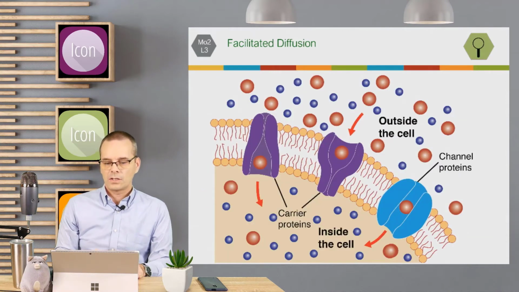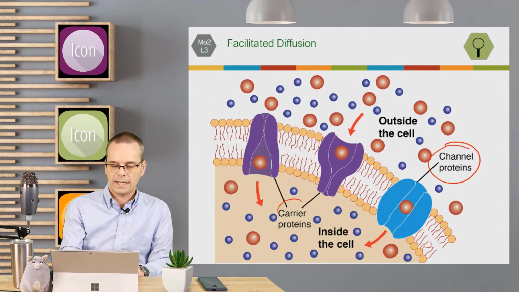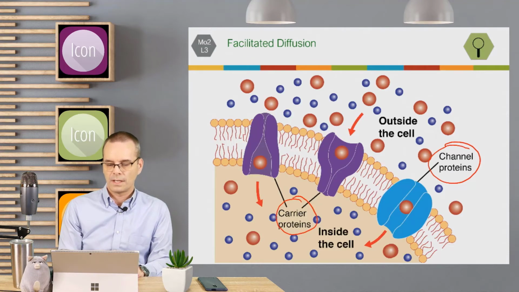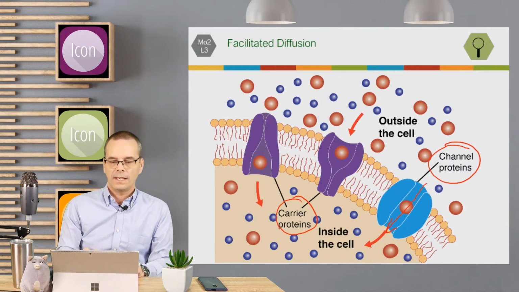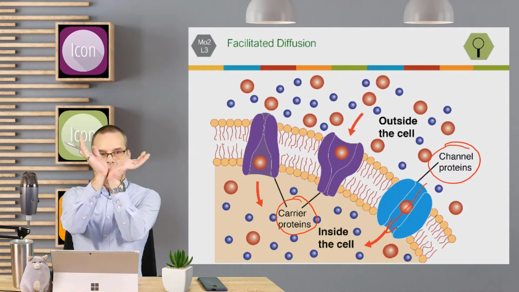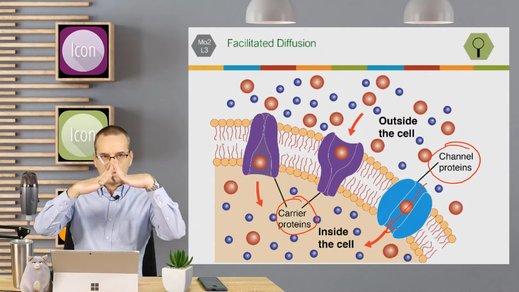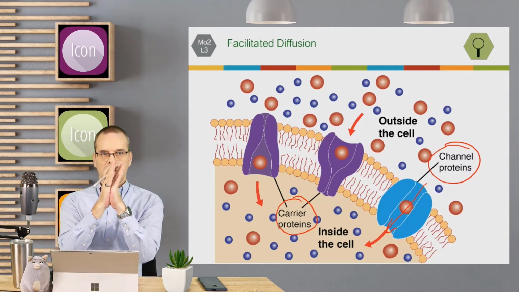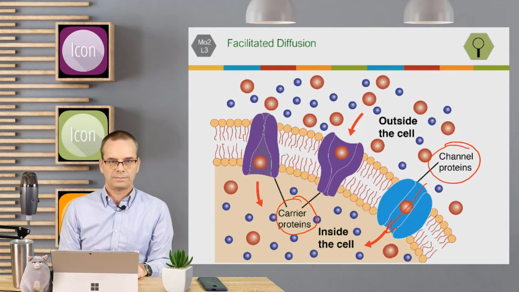All right? So here you have some examples. You have a channel protein and carrier proteins. So there's a nice little pore that's open that they can come in through. And in this one, the substances come in and it closes and then opens. And then if it wants to go out, it closes and opens. So that's a carrier protein.